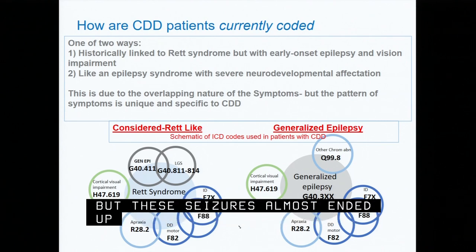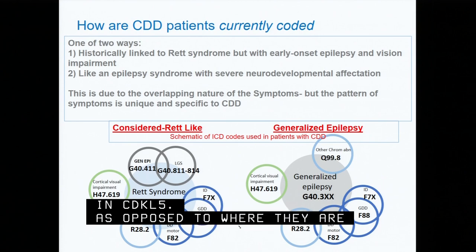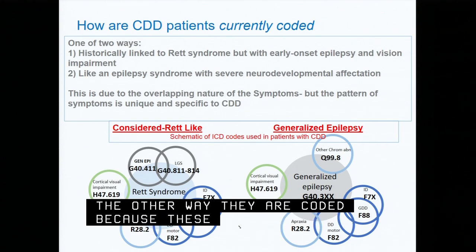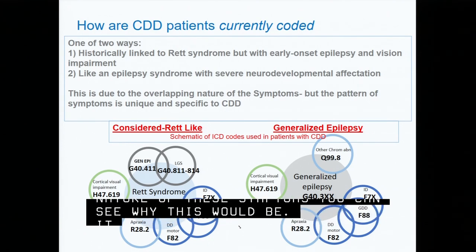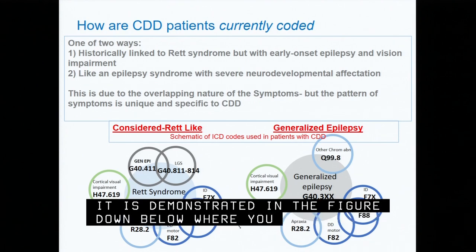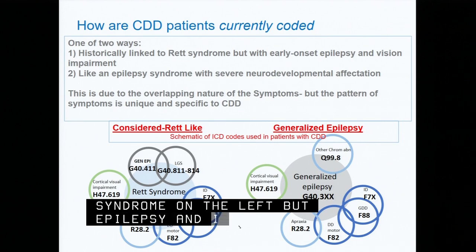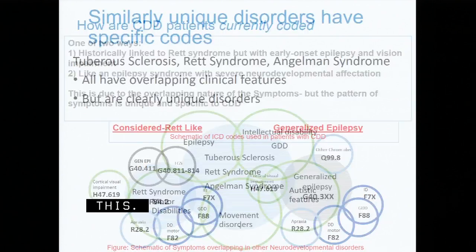in CDKL5. And as opposed to Rett syndrome, where they're very visually attentive, these girls also had significant visual impairment, cortical visual impairment. The other way they're coded is because these are an intractable epilepsy phenotype. So they're coded like an epilepsy syndrome with severe neurodevelopmental affectation. And due to the overlapping nature of these symptoms, you can see why this would be. This is demonstrated in the figure down below, where you have Rett syndrome as the core on the left, but epilepsy, Lennox-Gastaut syndrome, intellectual disability, developmental delay, all associated with this, primarily as a generalized epilepsy with the other symptoms, including a genetic disorder associated with this.